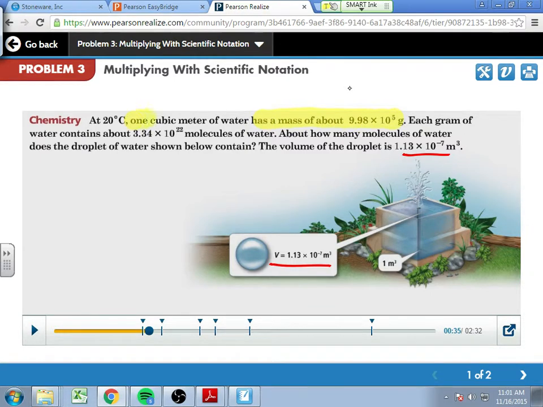One cubic meter mass. We don't have to worry about the 20 degrees. It's kind of a distractor, it's important, but we don't need it for the problem. Each gram contains a certain number of molecules, so we could figure out how many molecules are in the entire 1 cubic meter based off its mass multiplied by how many molecules are in a gram. But what it's asking is how many molecules are in the droplet.